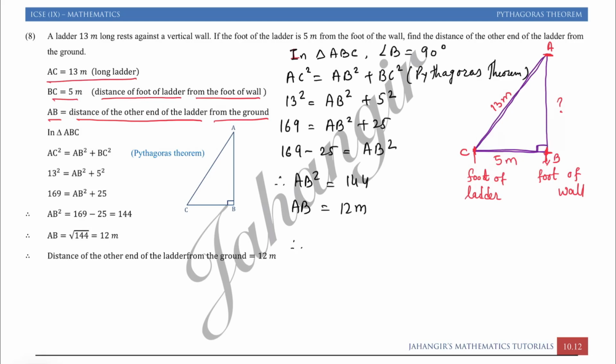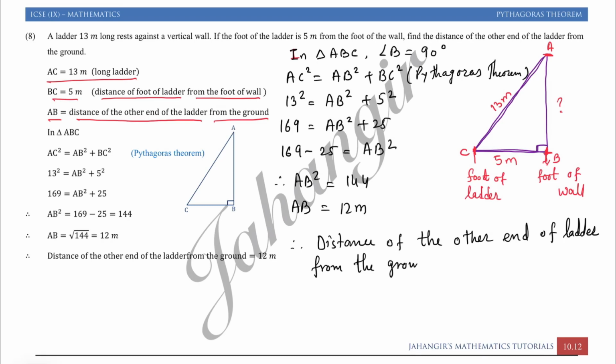So the last statement is very important. Distance of the other end of ladder from the ground is 12 meter.